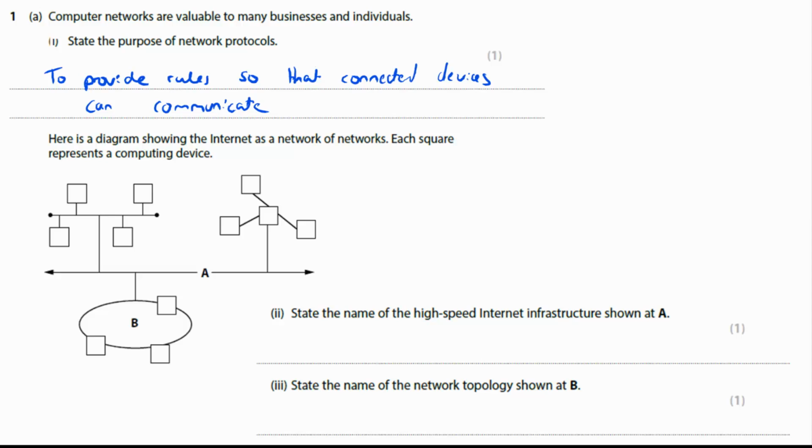We now have a diagram showing the internet as a network of networks, each square representing a computing device. State the name of the high-speed internet infrastructure shown at A. This is not a tricky question, but it's asking about a very niche part of the specification. If you know the specification in and out, if you've printed it out maybe, which is what I used to do, and go through each point, then you might recognise this. What it's trying to get at is this idea of the connecting backbone. I think that's what Edexcel call it.